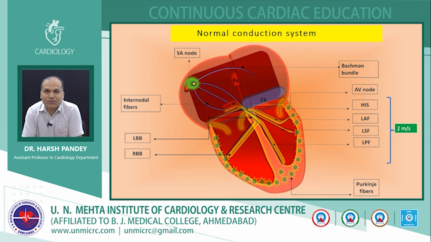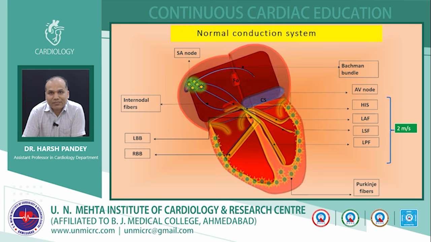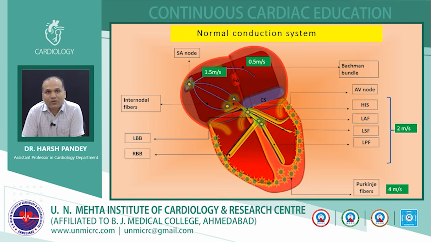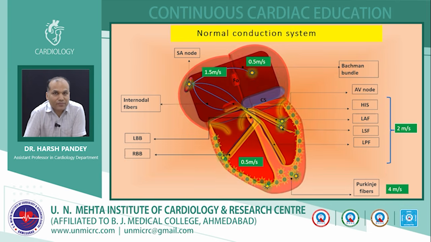So it is important to know that the His bundle, left bundle and right bundle have a conduction velocity of around 2 to 3 meters per second, and the Purkinje fibers have a velocity of around 4 meters per second. The Bachmann bundle has a velocity of around 1.5 meters per second. The atrial muscle fiber and the ventricular muscle fiber are slowly conducting fibers, with a conduction velocity of around 0.5 meters per second.